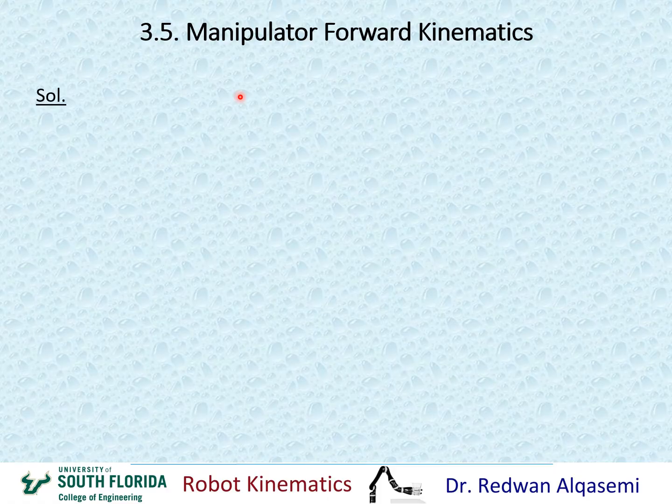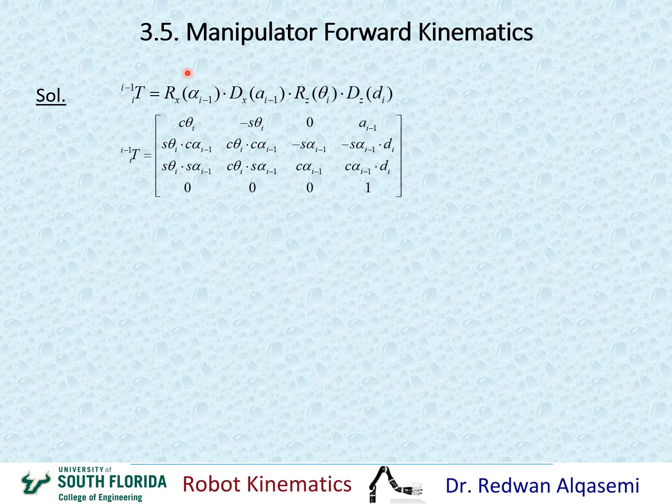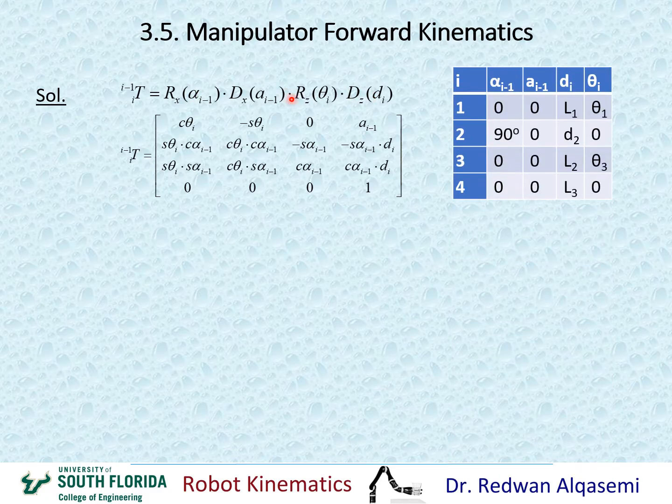Now to start the solution for this problem, I put here the reference for the general equation for transformation. So I put it here in terms of the 4 different transformations that would take me from frame i minus 1 to frame i, and then I also put the resultant transformation matrix after multiplying all these 4 together. Okay, and these are the DH parameters for the problem that I have at hand.